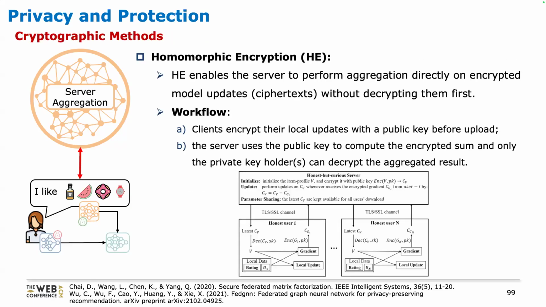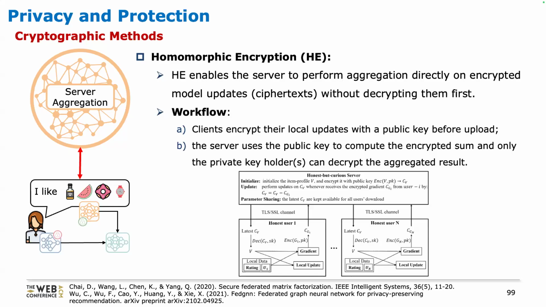While LDP adds noise on the client side, we can also lock updates completely with cryptography. With HE, each client first locks its update in a ciphertext and sends only that to the server. The server can then add up all the encrypted updates without ever unlocking them. Only the holder of the private key, which is often shared among clients, can open the final sum and apply it to the global model.